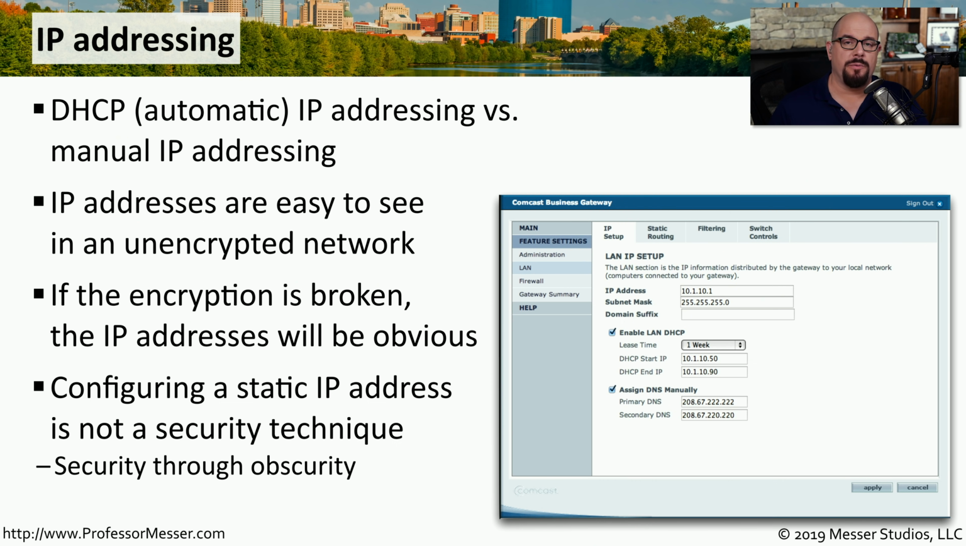Since the IP address information is so easy to obtain and there's no security feature associated with it, it's best to put this in the category of security through obscurity.